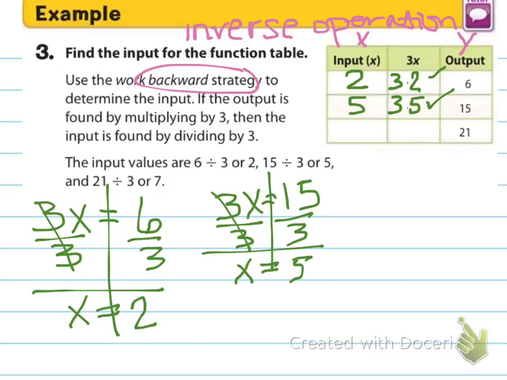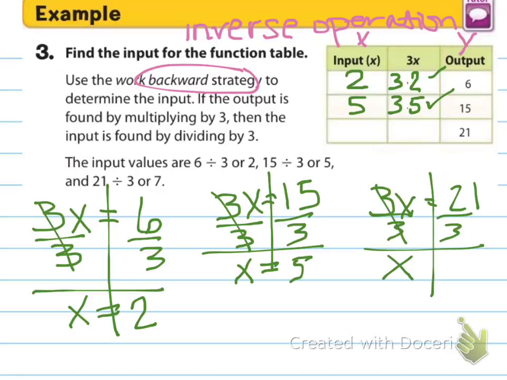Yes, it does. And so now I'm doing my 3x equals 21 for my last one here. I divide both sides by 3. I get x equals 7. When I'm checking my work, I'm going to say, okay, that's 3 times 7. Does that equal 21? Yep, it sure does. And so I find out that my input values are 2, 5, and 7 to go with my output values, which are 6, 15, and 21.